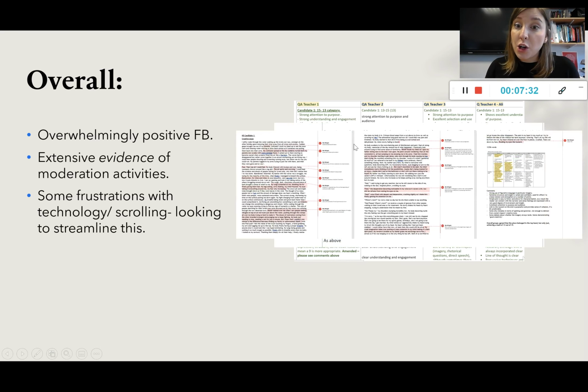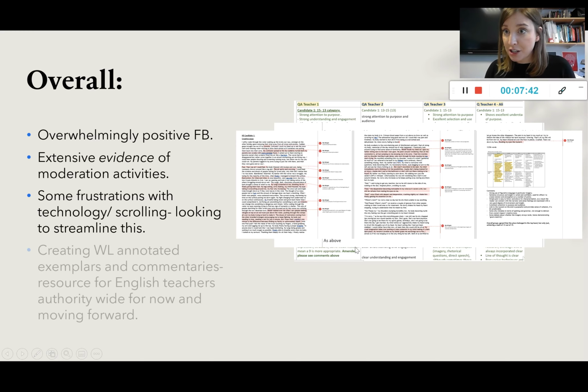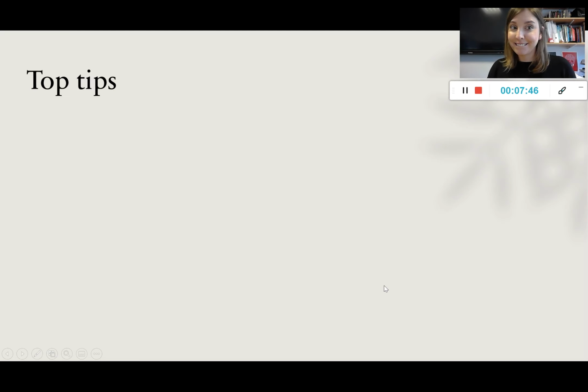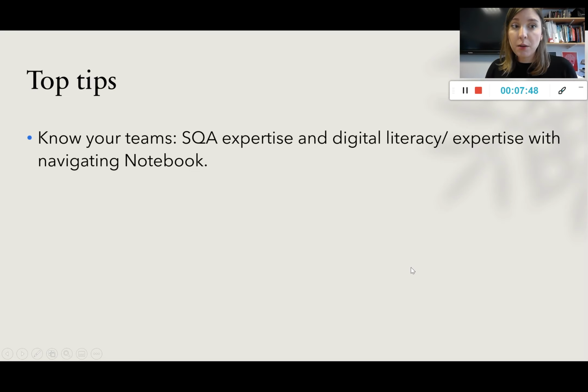I also think, so here's one such example of an annotated exemplar that is in the making. And yeah, so moving forward, I think that's going to be an incredibly valuable resource, not just for this session, but actually for future sessions. So top tips then: know your teams. I was lucky to know enough about my team to actually be able to organise them properly.